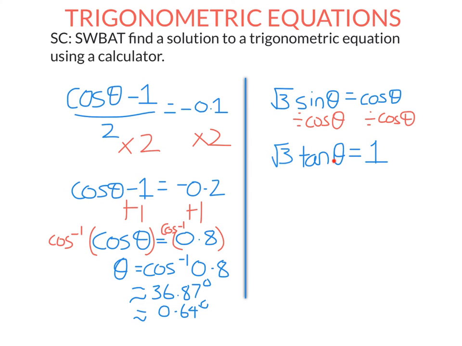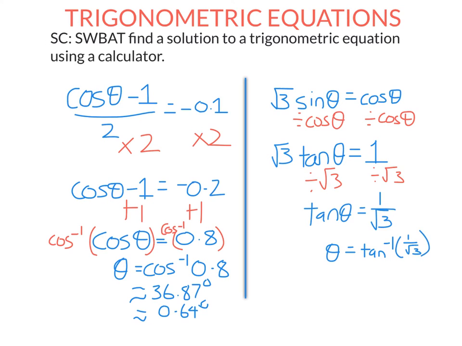So I'm going to undo what's been done to theta. I'm going to undo the tan last. Tan theta has been times by root 3, so what I'm going to do is divide each side by root 3. Then I'm going to be left with tan theta equals 1 on root 3. Hopefully you don't actually need a calculator for this because we know our exact values. Tan inverse of 1 on root 3 is just 30 degrees or pi on 6 radians.